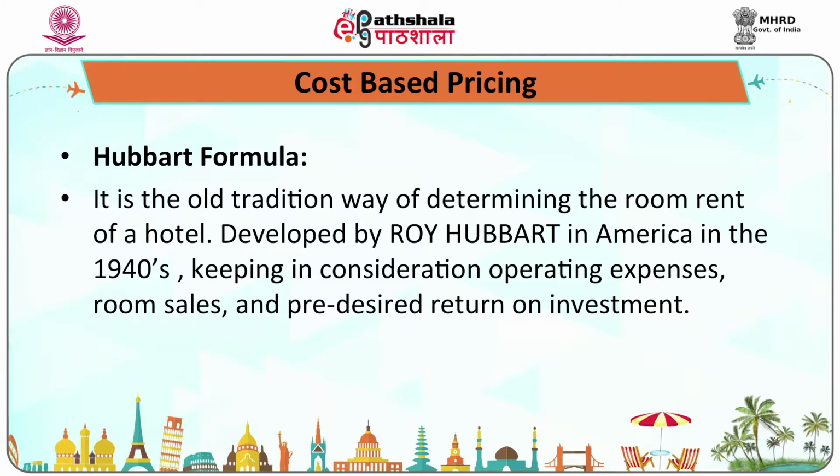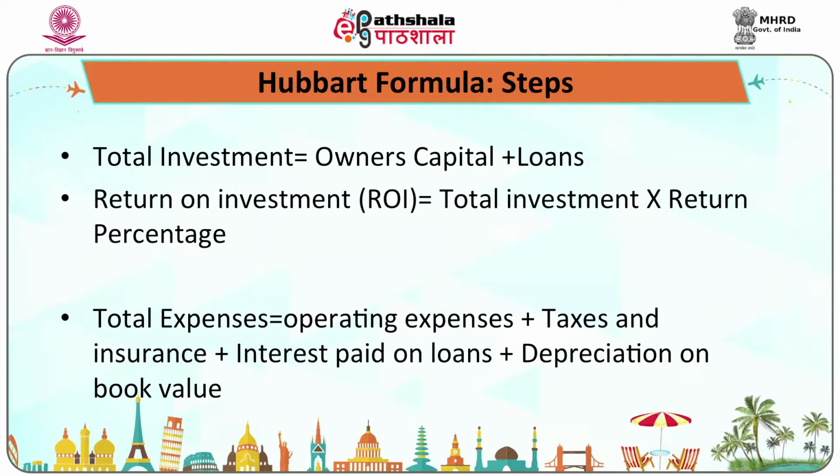Hubbart formula. It is the old traditional way of determining the room rent of a hotel. Developed by Roy Hubbart in America in the 1940s, keeping in consideration operating expenses, room sales, and pre-desired return on investment. Total investment equals owner's capital plus loans. Return on investment equals total investment times return percentage.